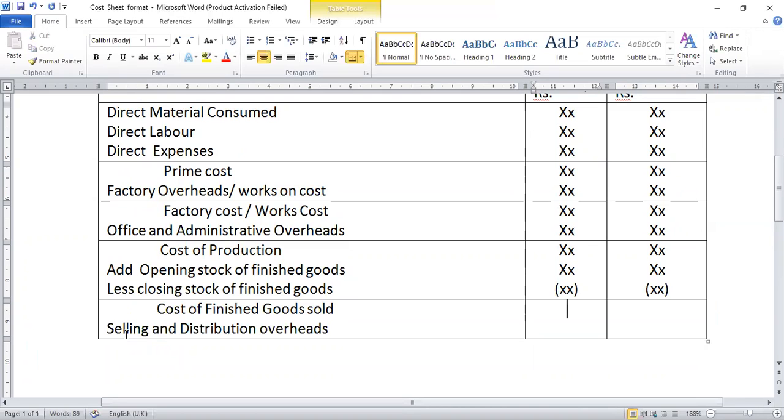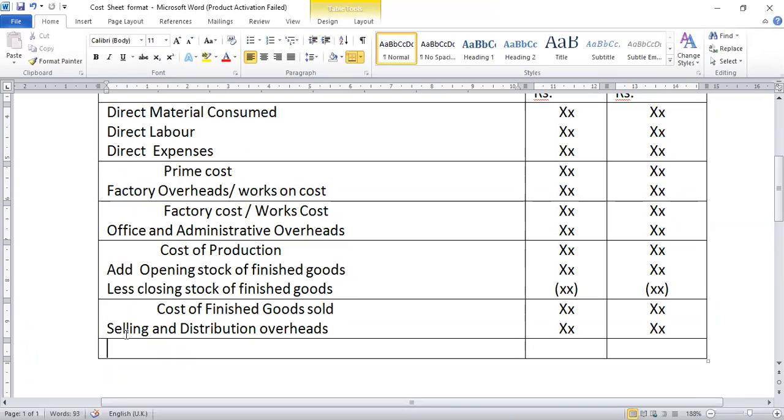Okay. So this is your cost of finished goods. This means selling, and we are going to add selling and distribution overheads. What we will get? It will be your total cost or cost of sales. Okay, this is our tentative format of cost sheet. Many more things we are going to add when we solve the problem. Total cost or cost of sales.